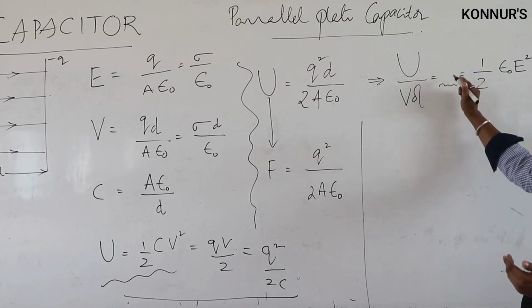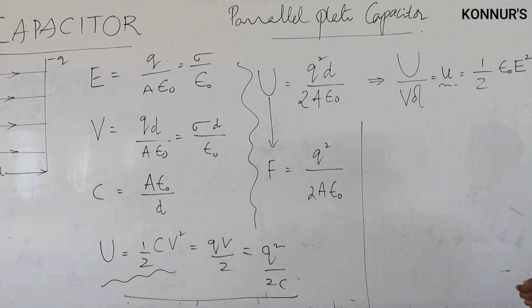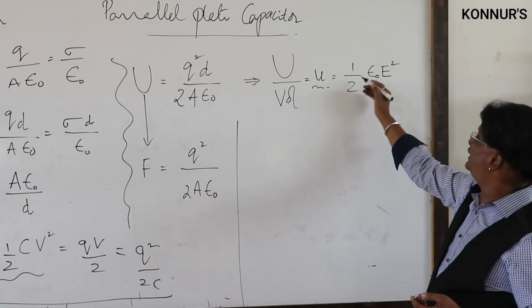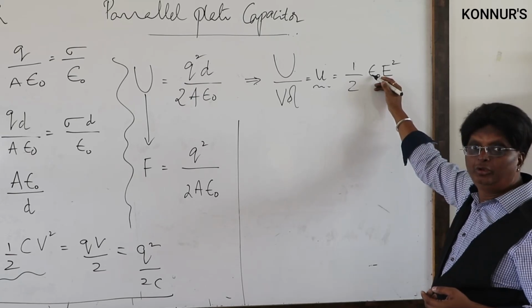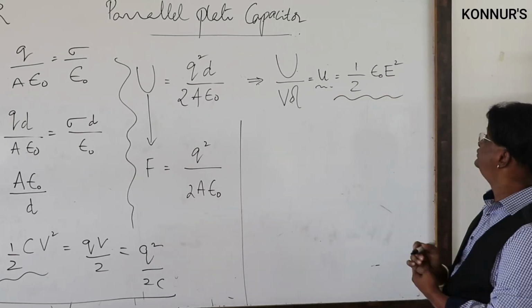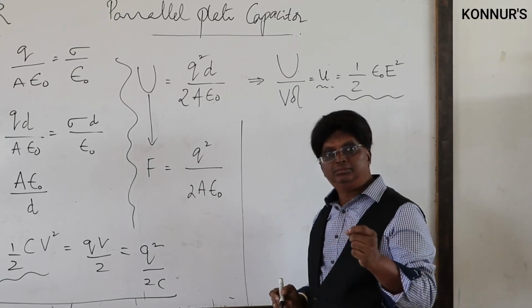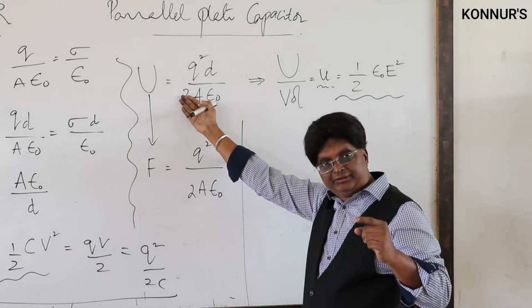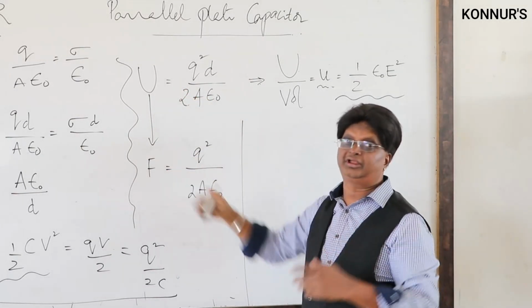I am using a symbol small u here, which you calculate by volume. So the expression is half epsilon naught E square. This is also an important expression to be remembered. Now, since you know the energy expression, you can also write one more expression.